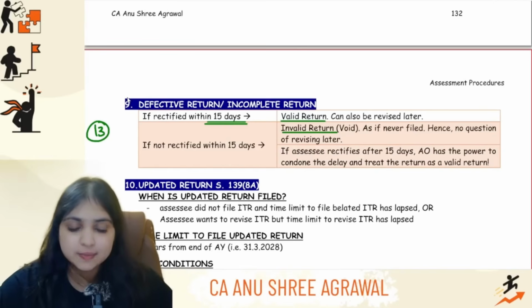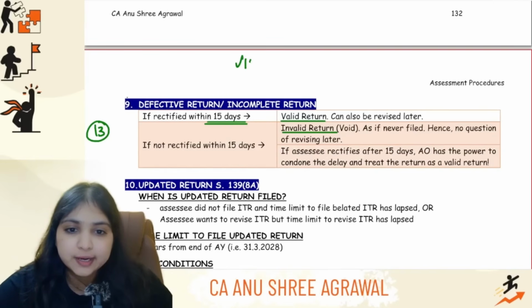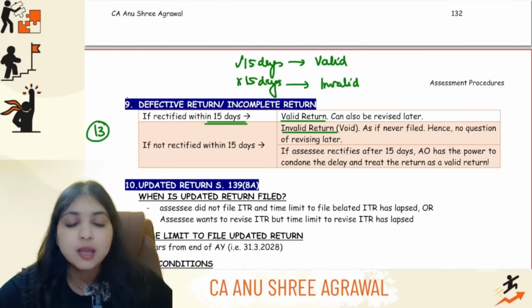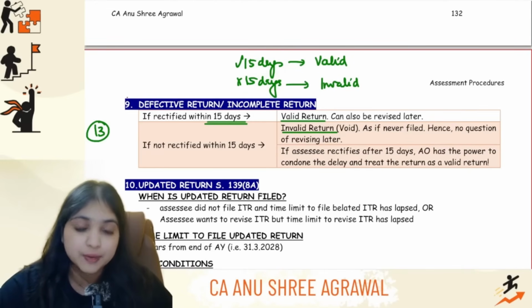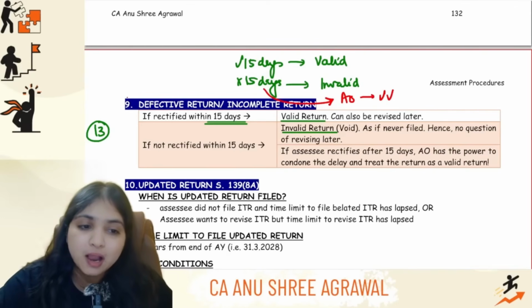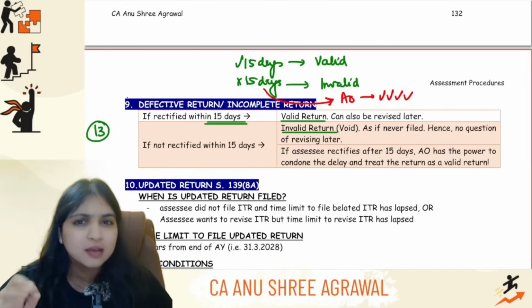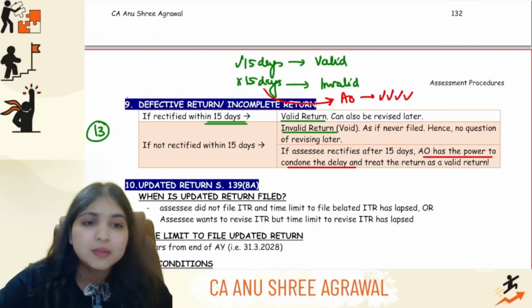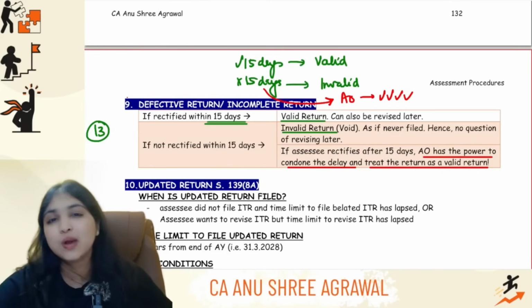Okay. So there are 2 possibilities, guys. There's a defective return. Either you rectified within 15 days or you did not. If you rectified within 15 days, it is a valid return. But if you don't rectify within 15 days, then it becomes an invalid return. But however, there's an exception. Even if you don't rectify within 15 days, if you decide to rectify after 15 days, sometimes the AO will let you do the rectification provided you're able to give some justifiable reason. So AO does have the power to condone the delay and treat the return as if it is a valid return, even if you rectify after 15 days, provided you have a justifiable reason.